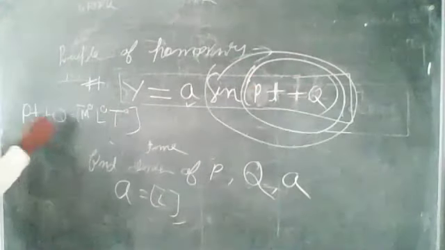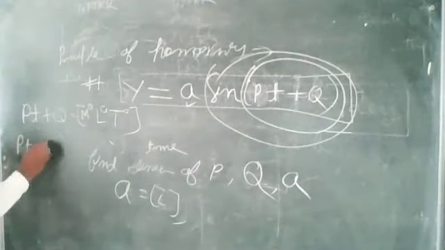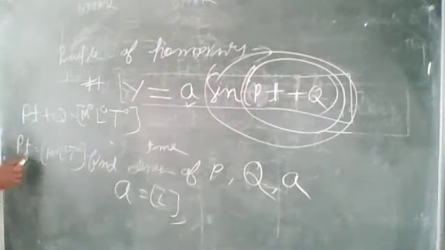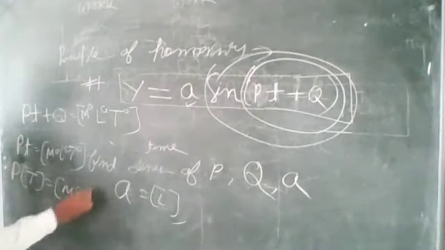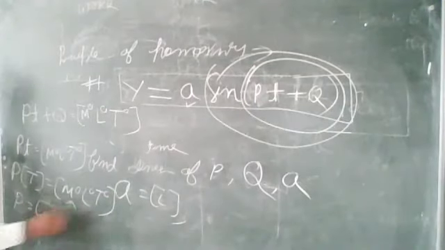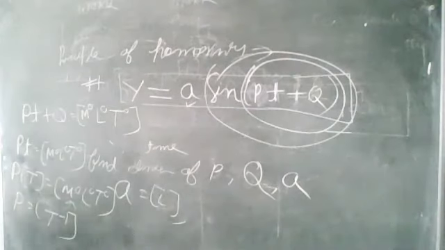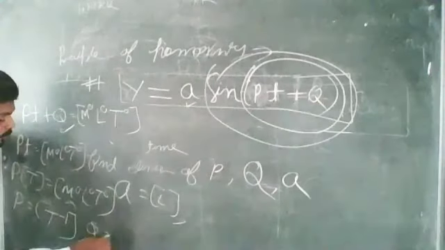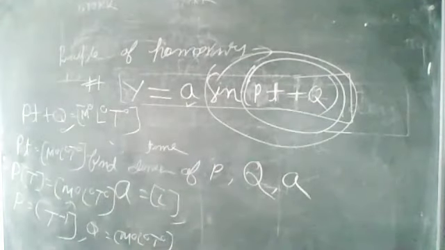If this whole thing is dimensionless, then PT will also be dimensionless, M0 L0 T0. And since T is the time, you can substitute the value of T. You will get M0 L0 T0, and the answer will be P is equal to, this T will go to that side, T minus 1. P is equal to T minus 1. And what about Q? Q is a dimensionless quantity. Q is equal to M0 L0 T0. And this is the answer.